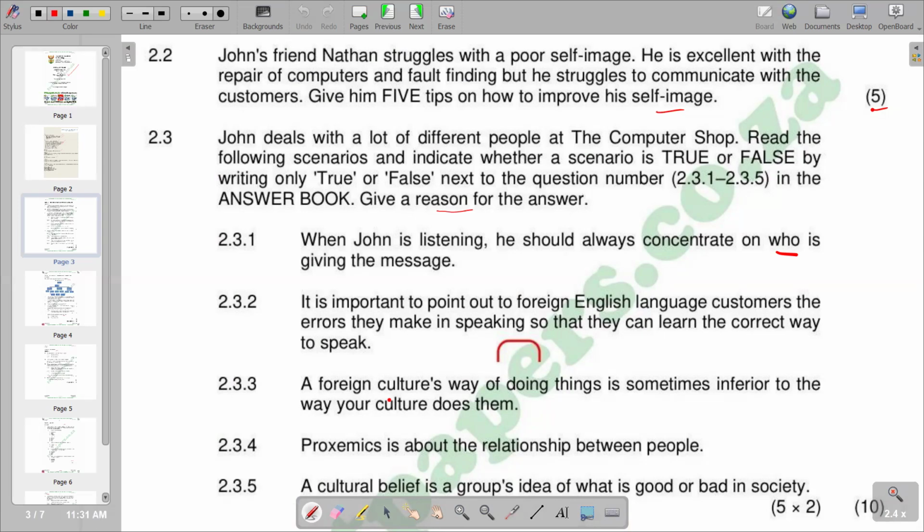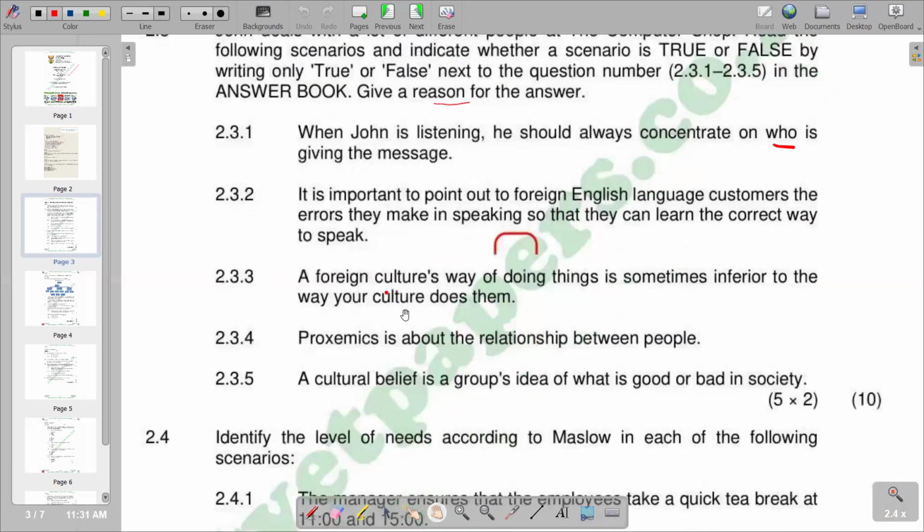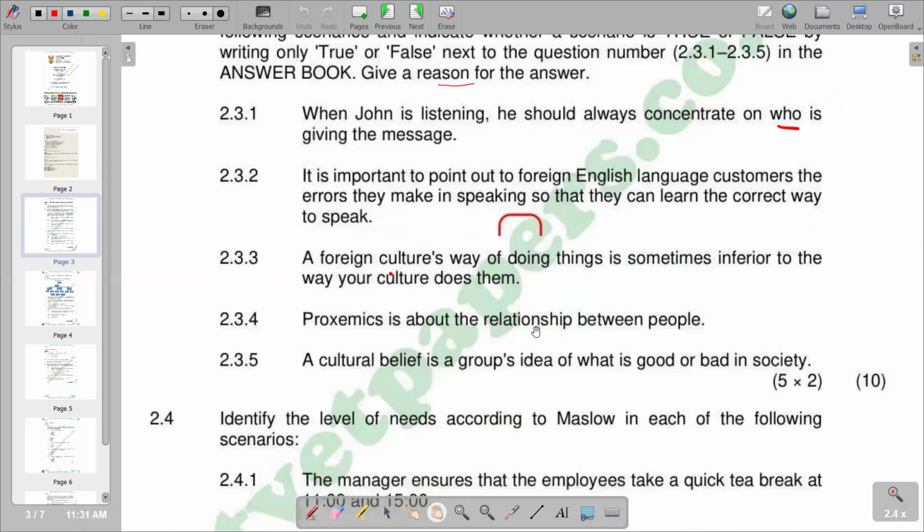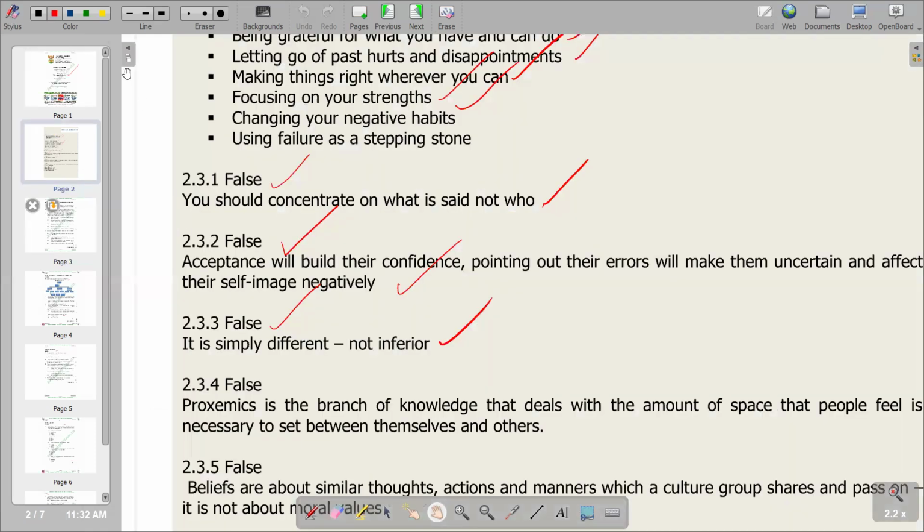Then we go to the next part of our question, which is saying proxemics is about the relationship between people. Remember, proxemics explains the distance between interactions, which is not a relationship between people. So this becomes also false, and we do explain on that. And we say false. Proxemics is a branch of knowledge that deals with the amount of space that people feel is necessary to set between themselves and others. So that is what we have on that part.